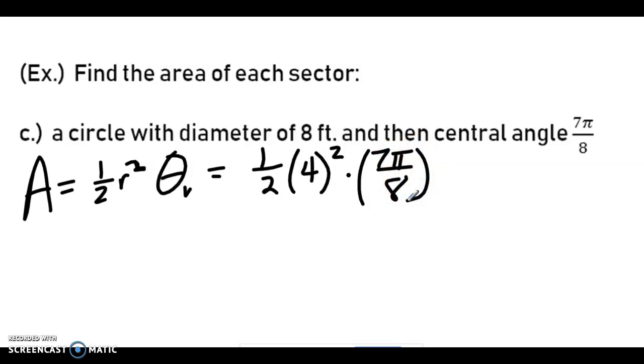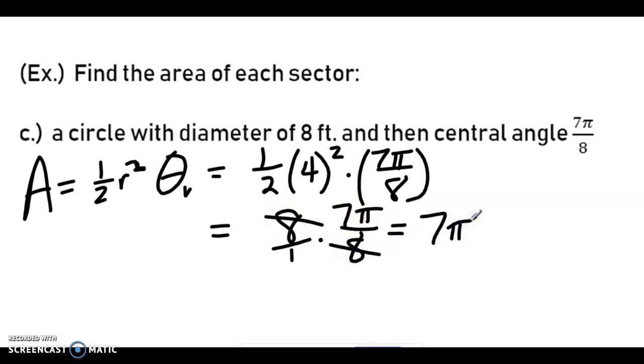And again, I would recommend that you put the answer in both forms, in terms of pi reduced or simplified, and then as a decimal approximation to the nearest tenth. So when I do this, I get 1/2. 4 squared is 16, so half of 16 would be 8. So I have 8 over 1 times 7 pi over 8, and the 8s will reduce, and I will get 7 pi. And it would be 7 pi feet squared, because we're talking about an area.